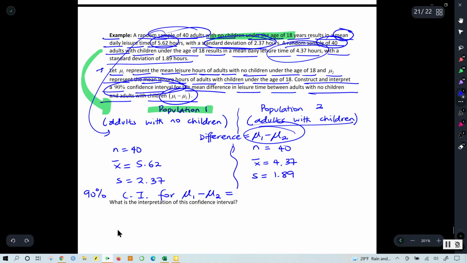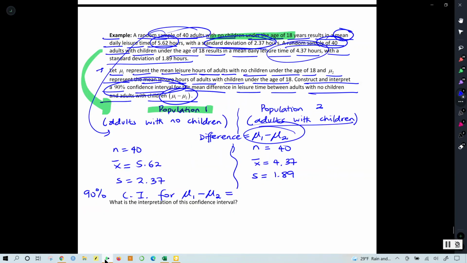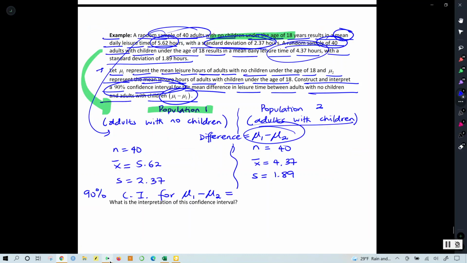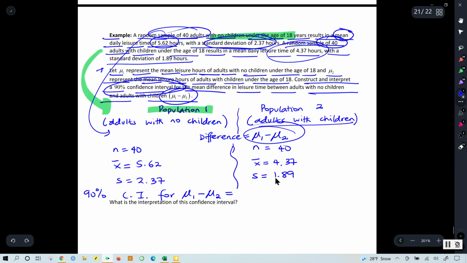Oops. Let's go back. Sample standard deviation for the first one. So I have 2.37 and 40. Then for the next one, I want population 2. I want the sample mean 4.37, the sample standard deviation 1.89, and then the sample size 40. So the sample standard deviation was 1.89 here.